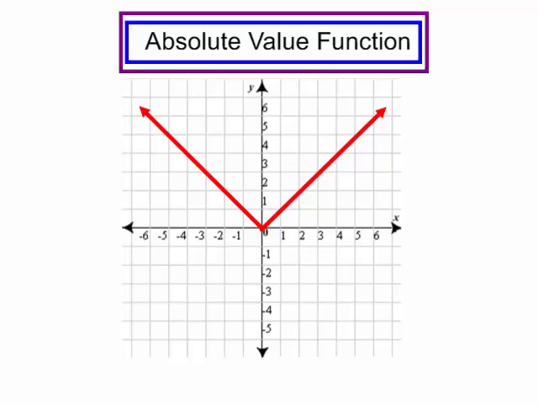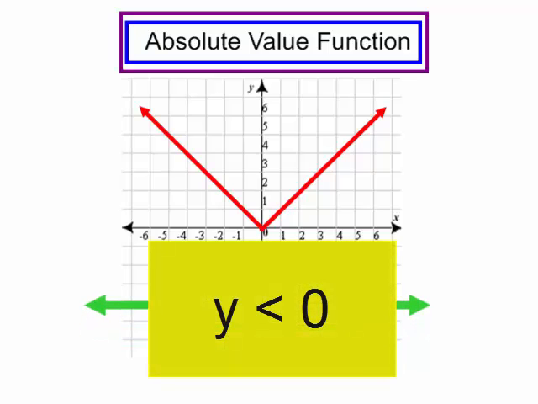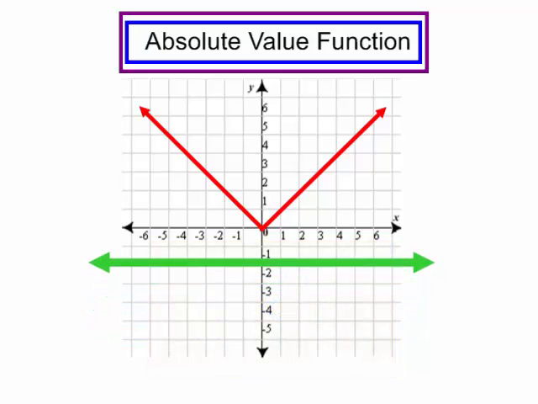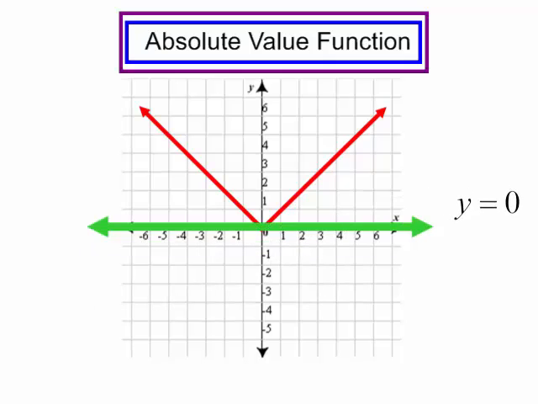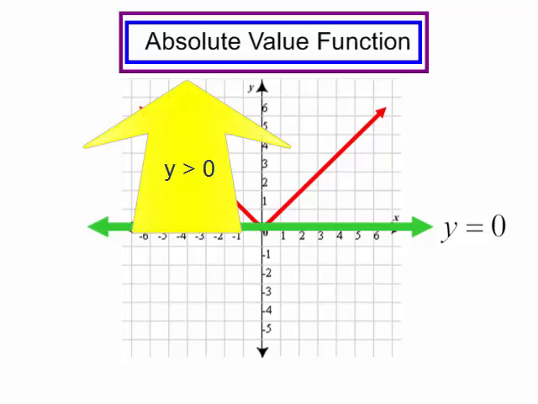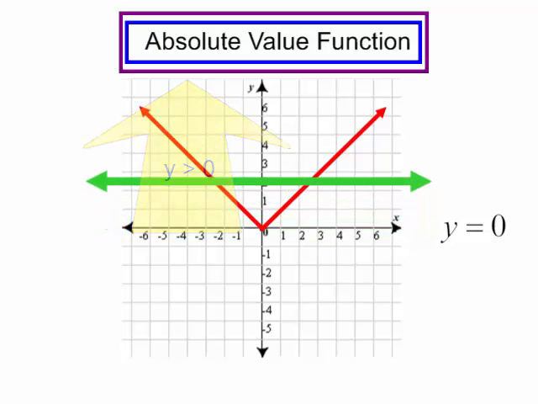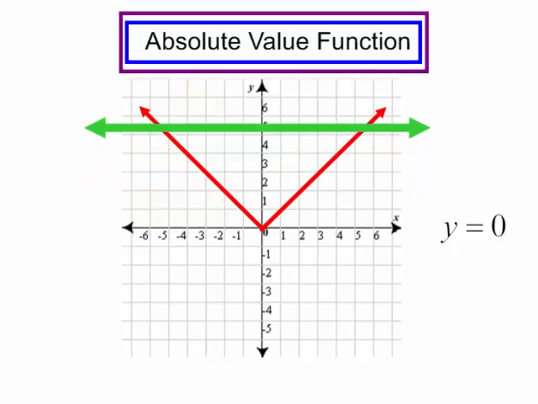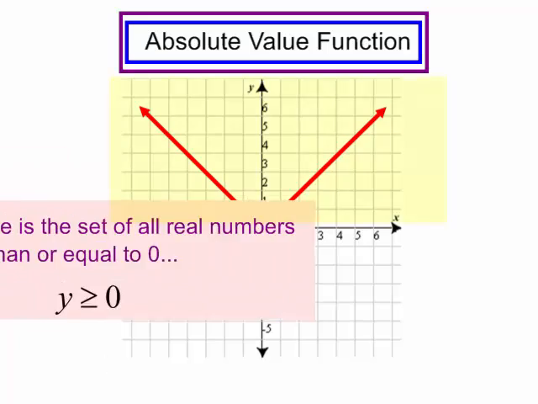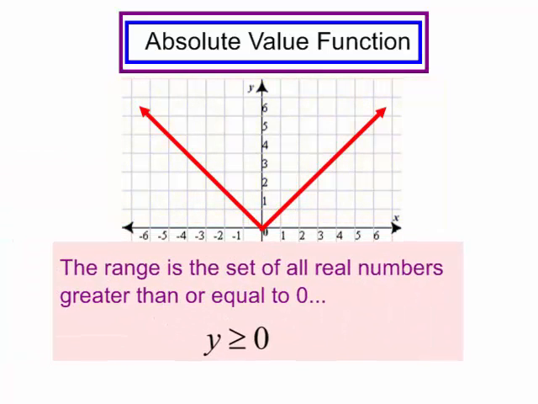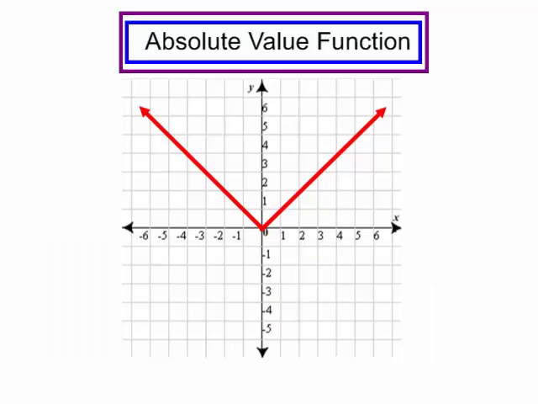Well, let's talk about the range, the y's. It appears that the absolute value function doesn't have any negative y values. My function does not begin until I have a y equal to 0. Then as my y's continue to increase, I do have y values on my function. So the range is the set of all real numbers greater than or equal to 0. Or I could say y greater than or equal to 0. So that is a few facts about our absolute value function.